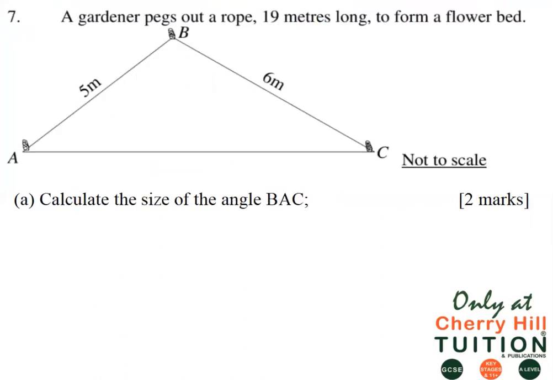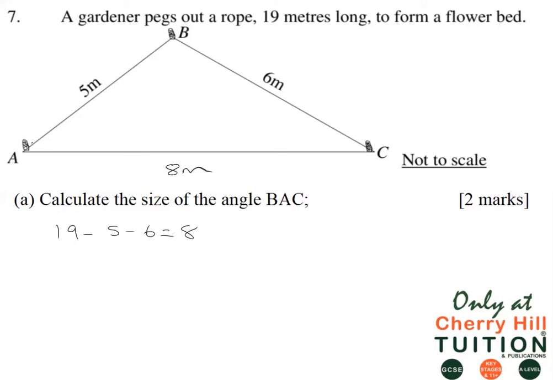Question 7. A gardener pegs out a rope 19 meters long to form a flower bed. Calculate the size of the angle BAC. So from A to B to C, and back from C to A, all is 19 meters. We know A to B is 5 meters, B to C is 6 meters. So let's work out A to C. We can do this by doing 19 take away 5 take away 6, which gives us 8. So this is 8 meters.